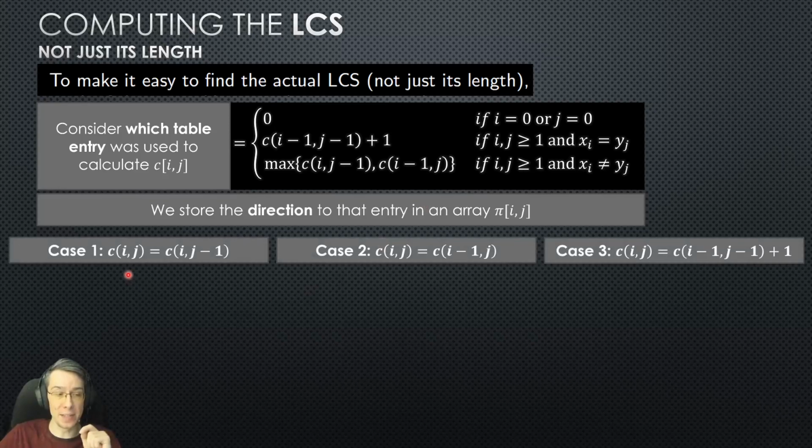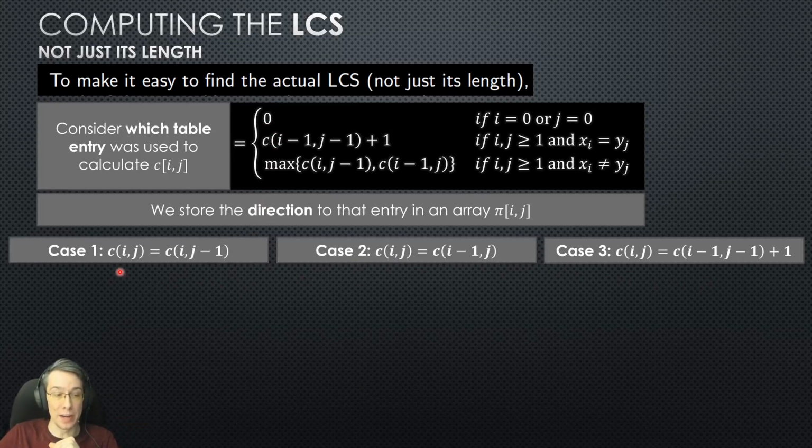So there are 3 cases. Either C[i,j] is going to be equal to C[i,j-1], or it's going to be equal to C[i-1,j], or it's going to be equal to C[i-1,j-1] plus 1. And I'm ignoring the case where C[i,j] is equal to 0, because once we're in a base case, we're not trying to backtrace anything. One of the strings has length 0, so there's no more LCS to find. So as long as we're not in a base case, these are our 3 cases.